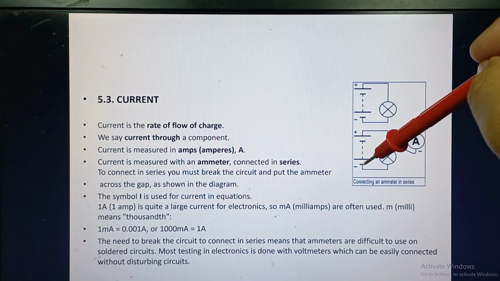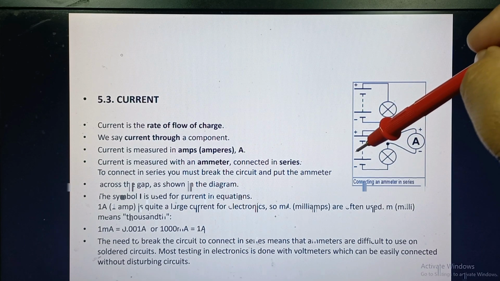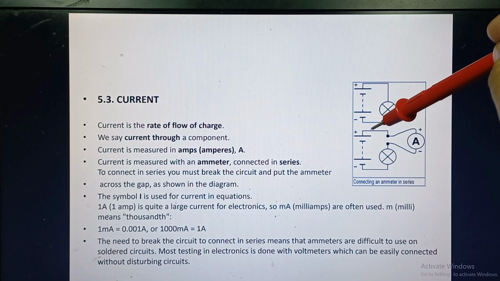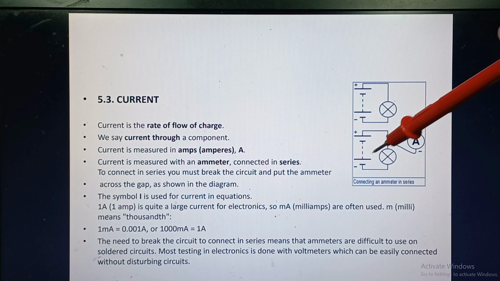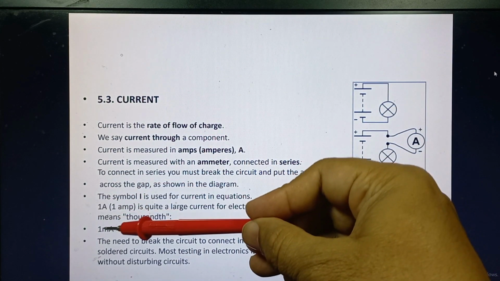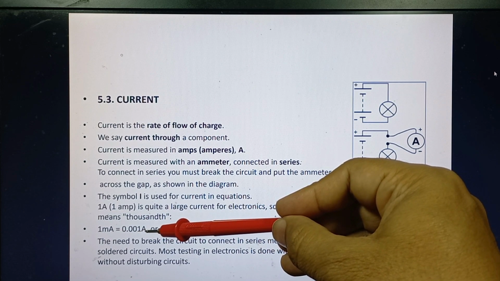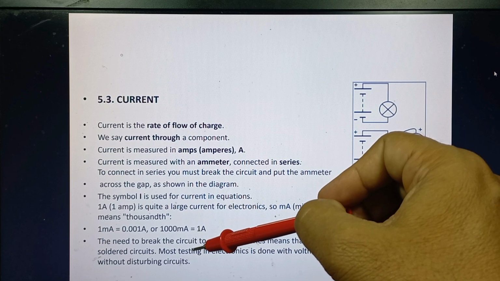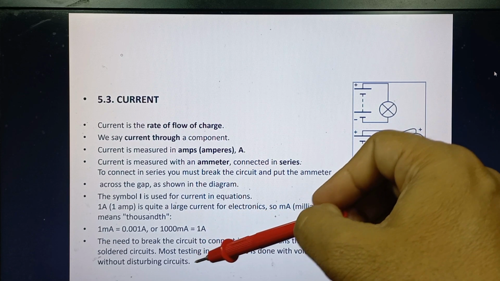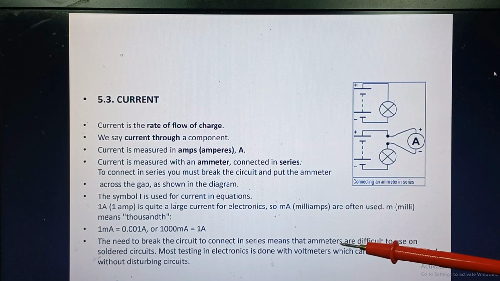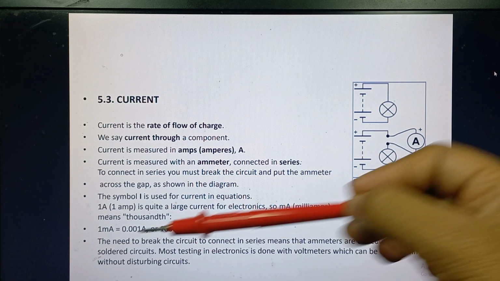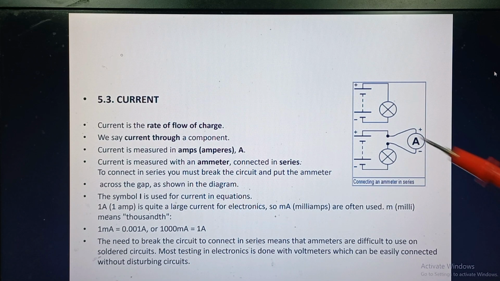The symbol I is used for current in equations. 1 ampere is quite a large current for electronics, so milliamperes are often used. Milli means thousandths part. 1 milliampere is equal to 0.001 amps, or 1000 milliamps would be equal to 1 ampere. The need to break the circuit to connect in series means that ampere meters are difficult to use on soldered circuits. Most testing in electronics is done with voltmeters, which can be easily connected without disturbing your circuits.